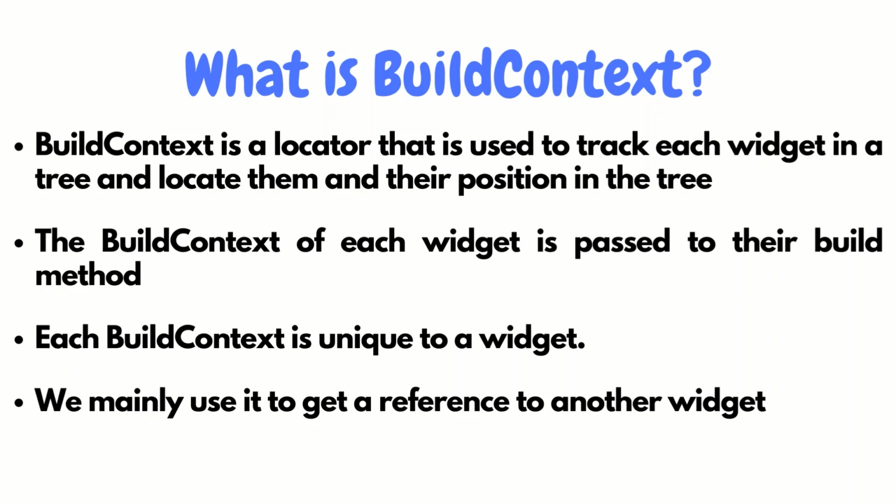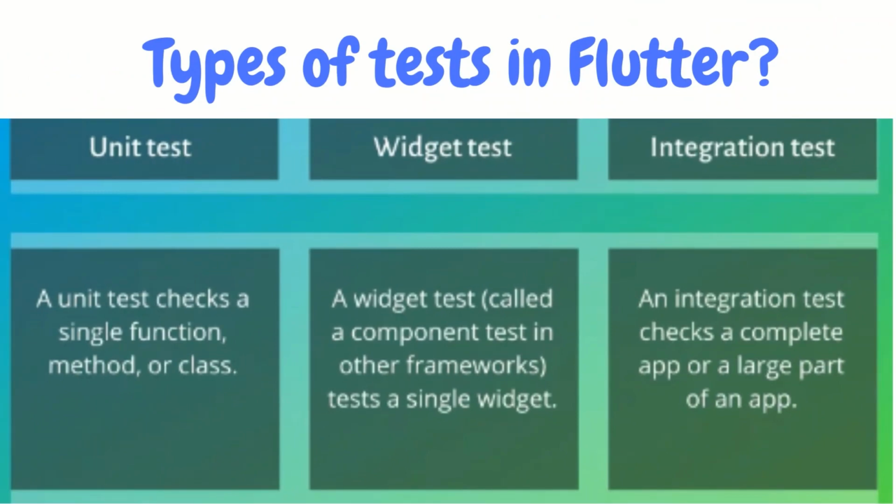Let's move on to what is build context. Build context is the locator used to track each widget in the tree and locate them and their position in the tree. The build context of each widget is passed to its build method. Each build context is unique to a widget. We mainly use it to get a reference to another widget. Simply put, build context is the widget's location in the widget tree.